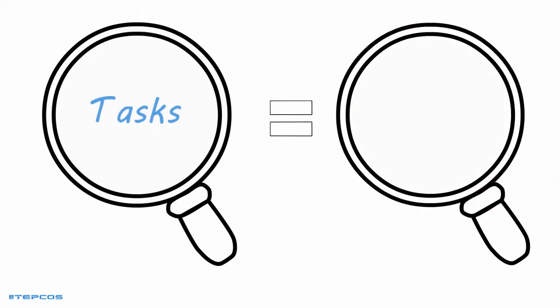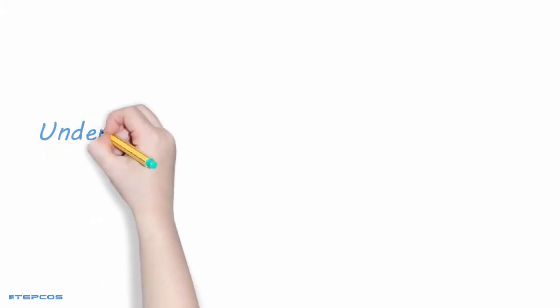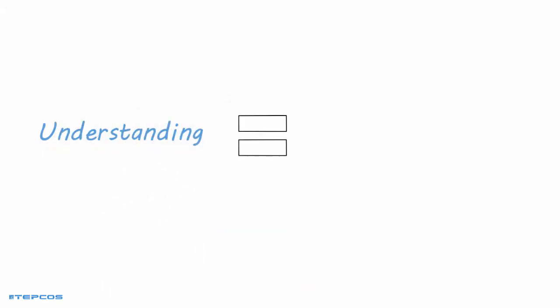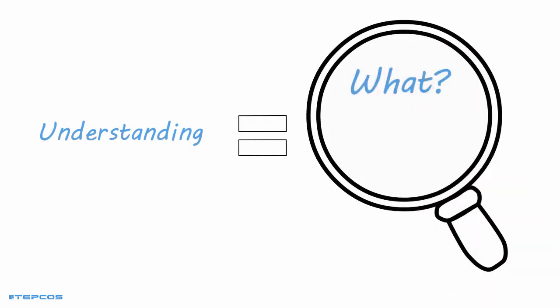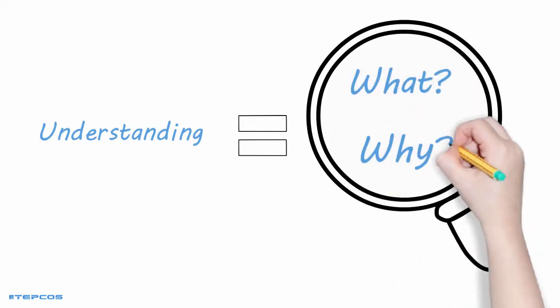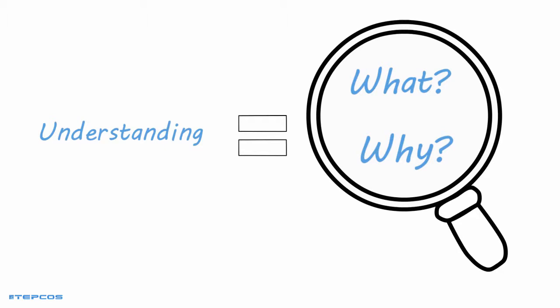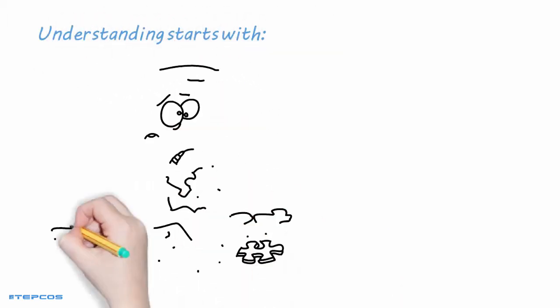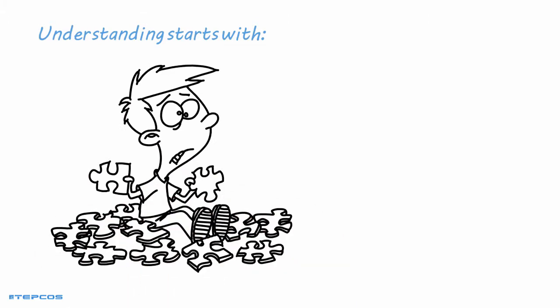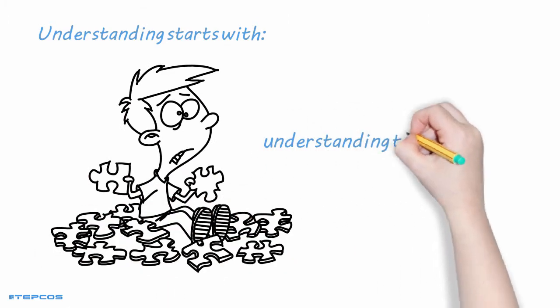When you start a project with a focus on tasks, you put a focus on how the project results will be delivered. However, understanding a project is not about how something has to be done, but what has to be done. And equally important is the question why that has to be done. So when you want your project to succeed, you must make sure that you really understand it.